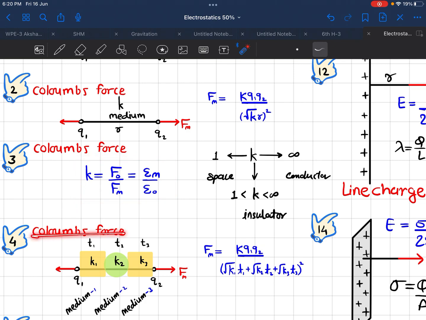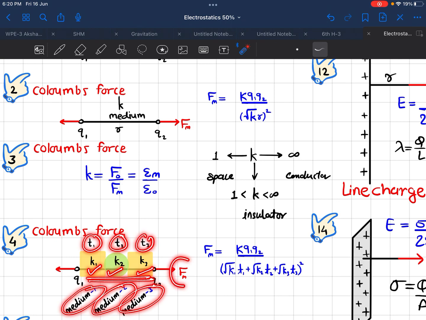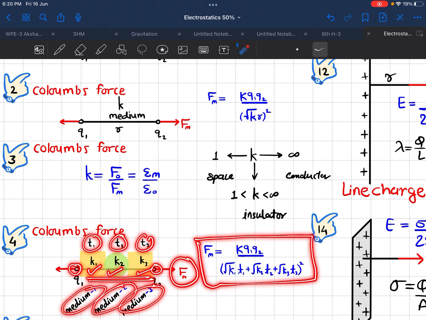Now, Coulomb's force, if we have various mediums as a sandwich, medium 1, medium 2, medium 3, with dielectric constants K1, K2 and K3 of thickness T1, T2 and T3, then the electrostatic force between two charges is F equal to K Q1 Q2 divided by square root of K1 into T1 plus square root of K2 into T2 plus square root of K3 into T3 whole square.